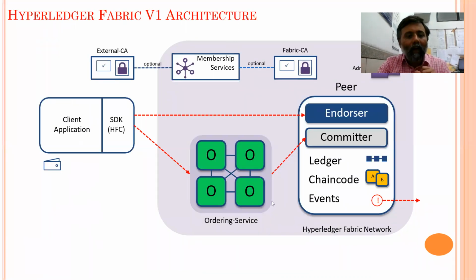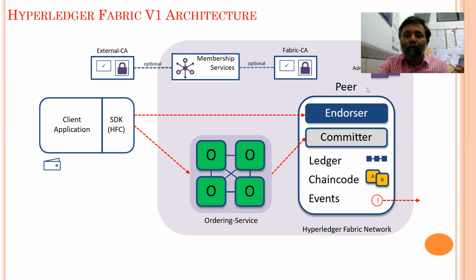This is the architecture of Hyperledger Fabric. In the last video lecture, I talked about certain blockchain components, which are applicable here for Hyperledger as well. So this is a peer, and this is the client application, or Hyperledger Fabric client SDK. This programming can be done in Python, Java, or Node.js. And this is an ordering system, and this is the Hyperledger Fabric network.